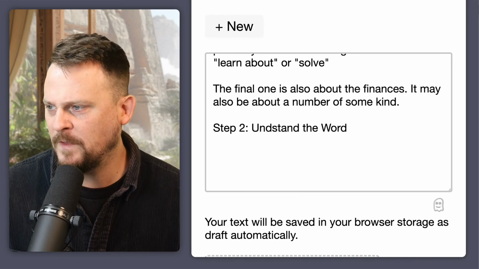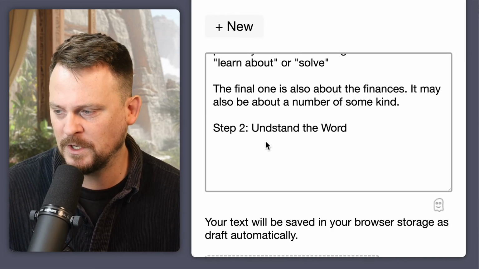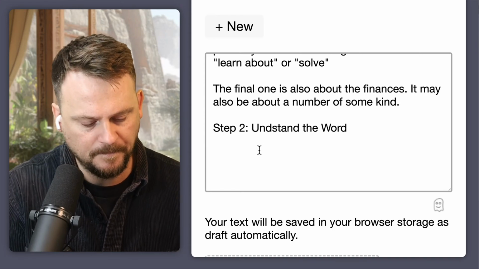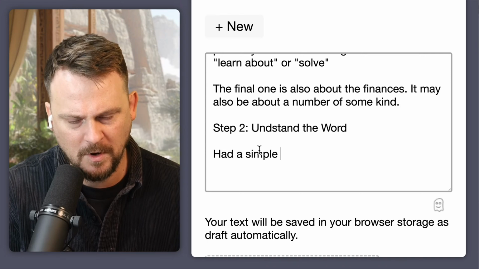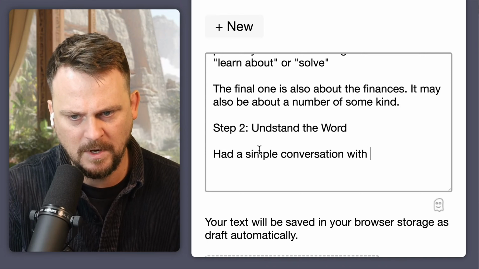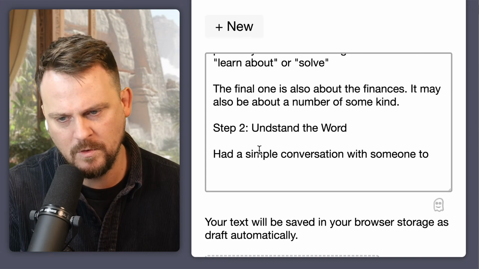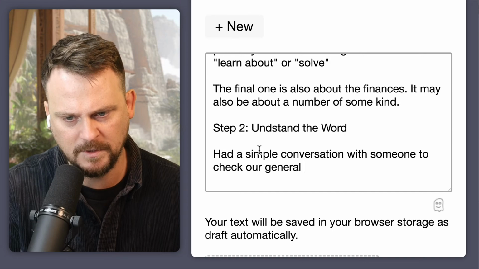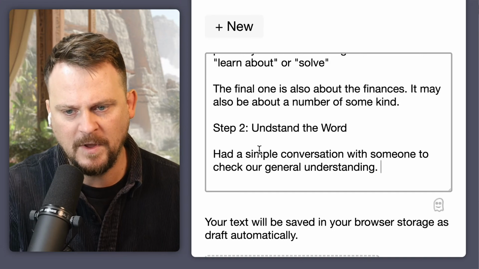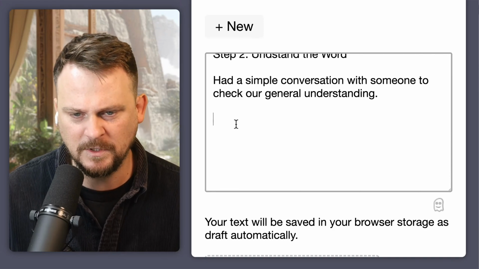So, okay, we've got that. Now what we want to do, we're in the process of step 2, which is understanding the word. We had a simple conversation with someone to check our general understanding. But those aren't the only meanings of the word, and so we really need to dive deeper.